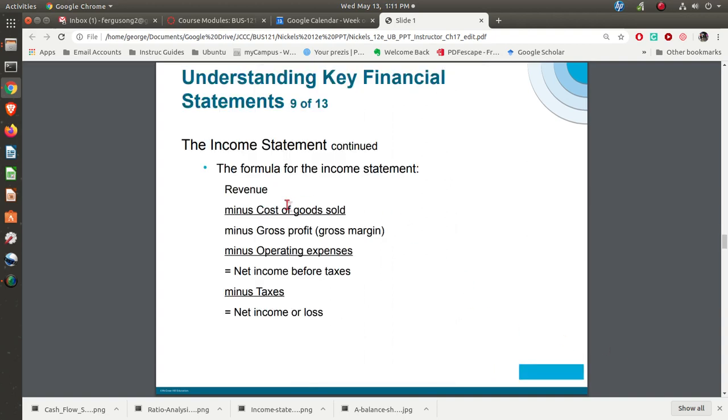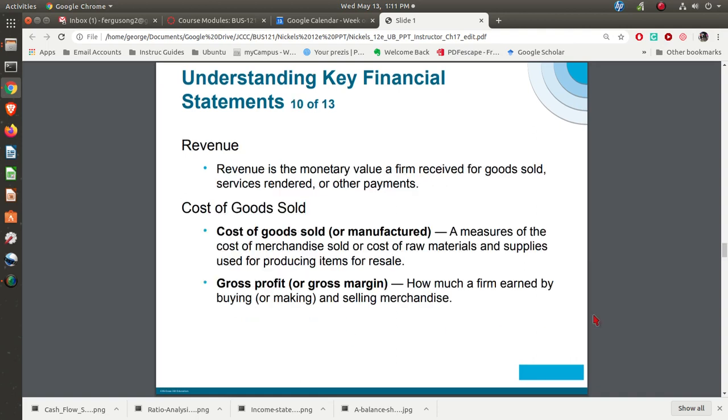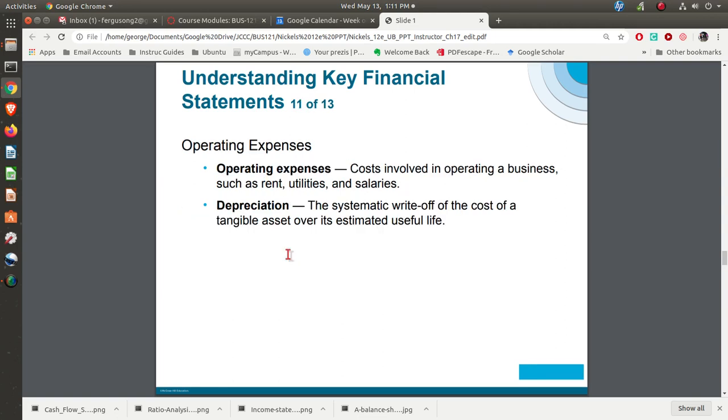So the income statement has that formula of revenue minus cost of goods gives you gross profit. Take out your expenses, gives you your net income before taxes. Take out your taxes, you get your net income. So revenue is your sales. Cost of goods are the stuff that it cost you to make those things that you just sold. Operating expenses are costs that were involved in running that business.